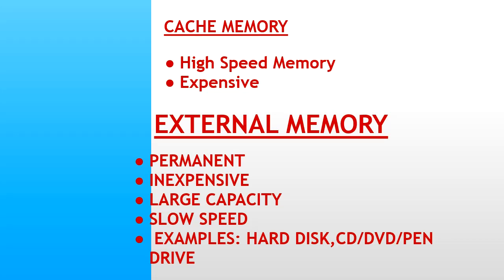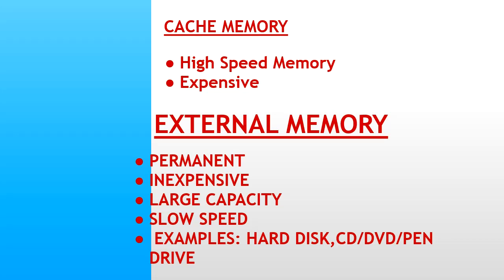Now the second classification of memory unit is external memory. External memory is nothing but the storage devices. It is permanent in nature, it is inexpensive, it has large capacity, but the speed is slow. For example, the hard disk, CD, DVD or the pen drives.